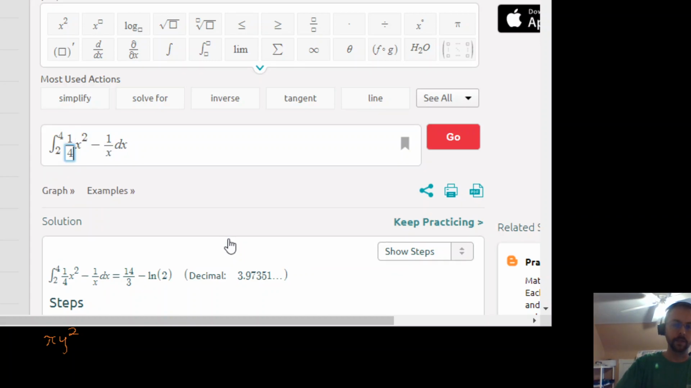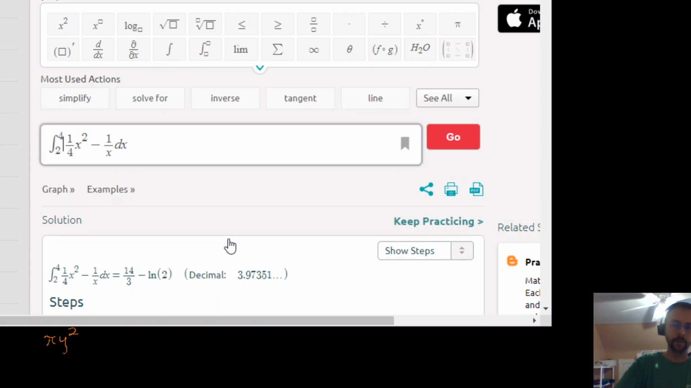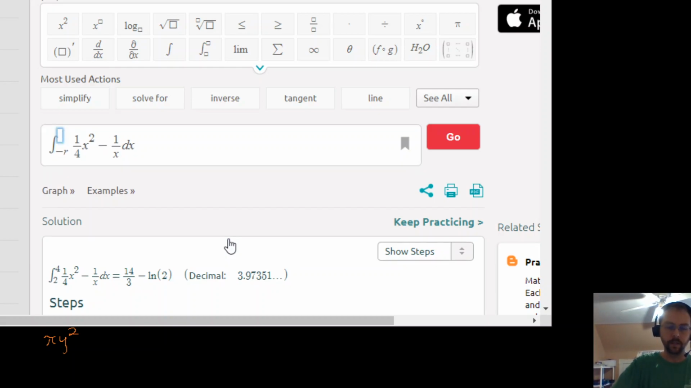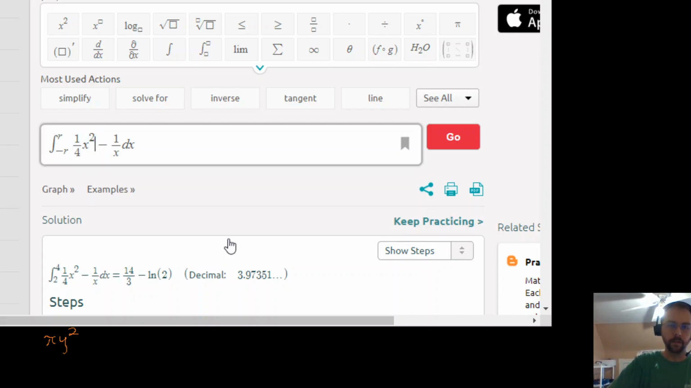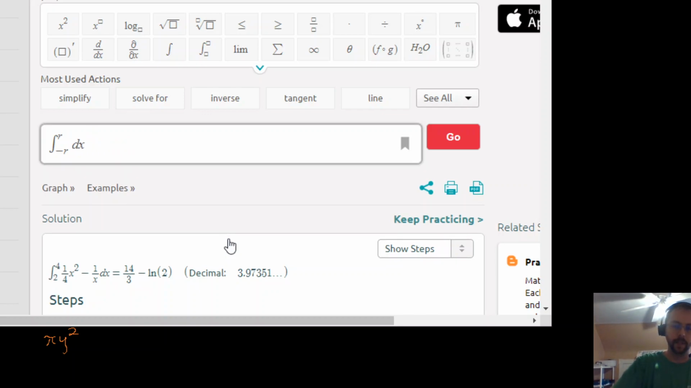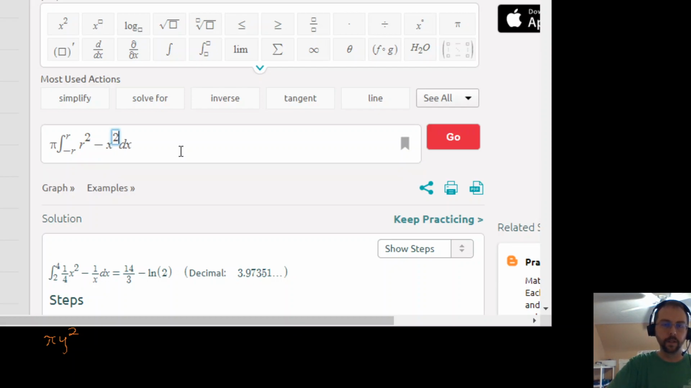I think this will handle variables. Negative r to r of, and I'm going to move the pi out on the outside just because I like to. Pi, and it was r squared minus x squared. R squared minus x squared. All right.